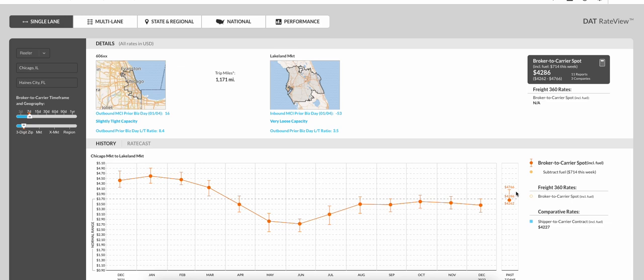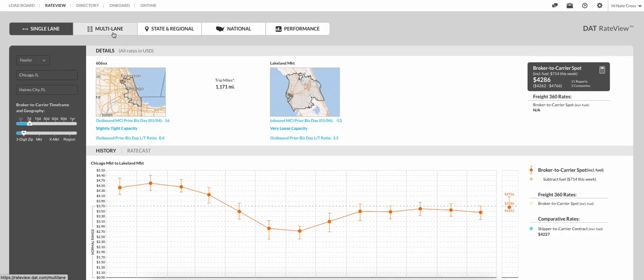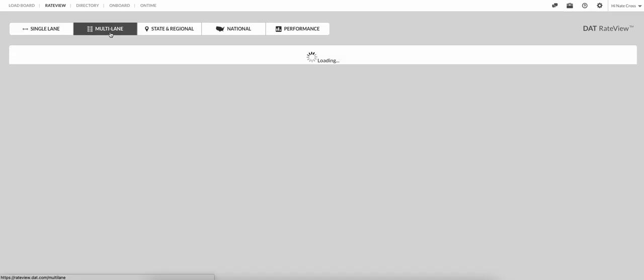So this is where you can get data from to understand what the market's been doing recently, and you can relay that message back to your customer. So this is the DAT RateView tool that is inside of DAT. Again, it's an additional subscription. I highly recommend it. What I think is really cool too is it does allow you, depending on the version you have, you can run multiple lanes at once.